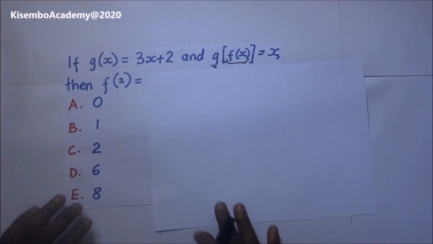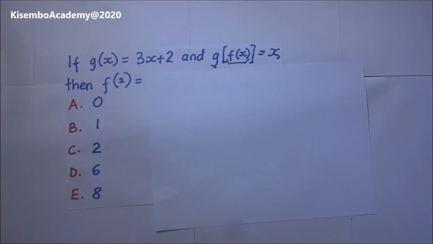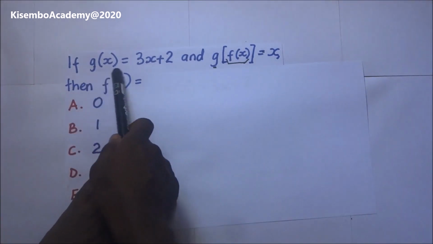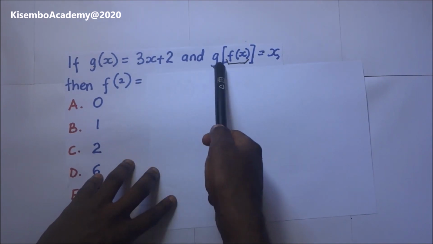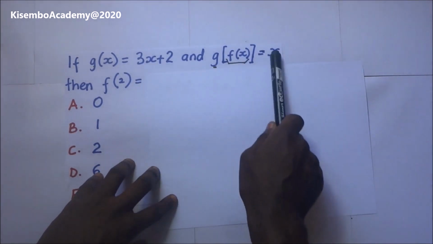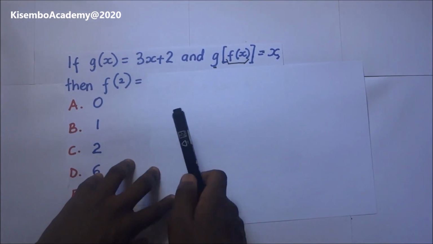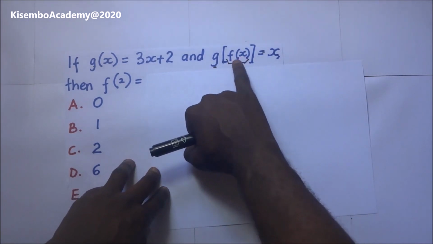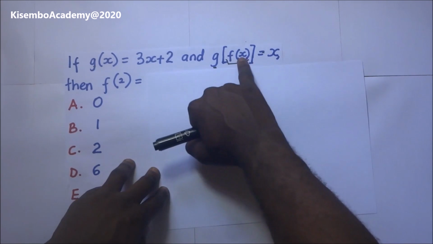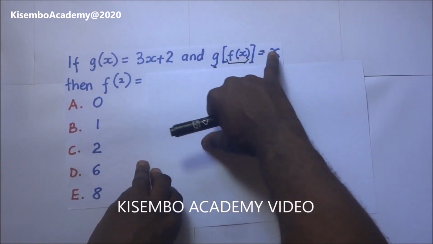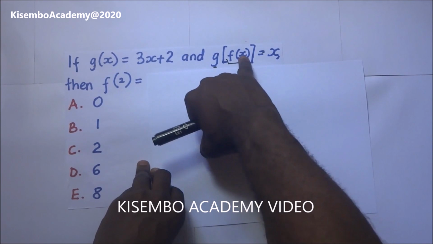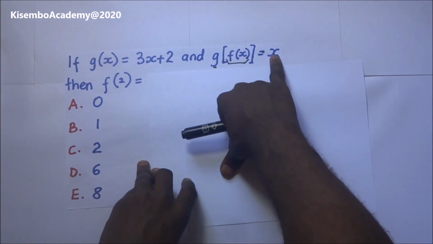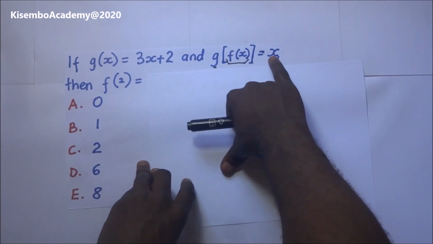So we have this question that looks related to question number 3, the one we had done a while back. It's telling us that if g of x is 3x plus 2 and g of f of x is x, then find f of 2. So we realize that this is a composite function where any value of x put here is going to be equal to x. If we have our value of x here as 1, this thing is 1. If this is 2, it means that the overall is 2. If it is 3, it is 3, and so on.